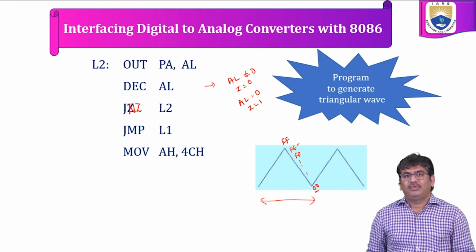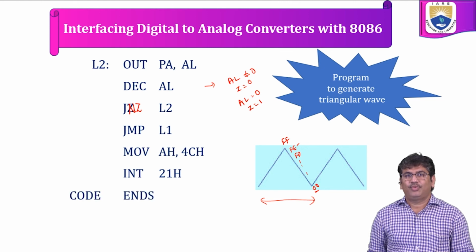To end the program, we will call INT 21H by moving 4CH into AH. MOV AH, 4CH. Call software interrupt INT 21H. End the segment, which is the code segment, by using the directive ENDS related to code. So we'll write CODE ENDS. To end the program, we use the directive END START.